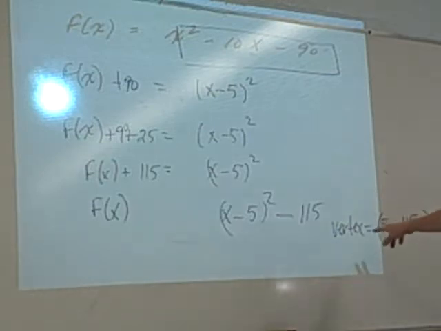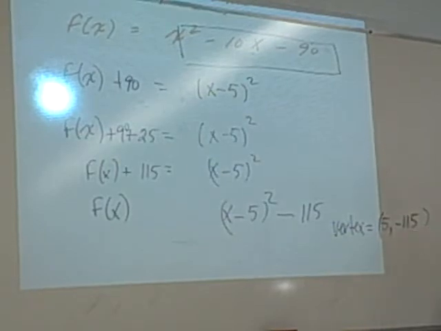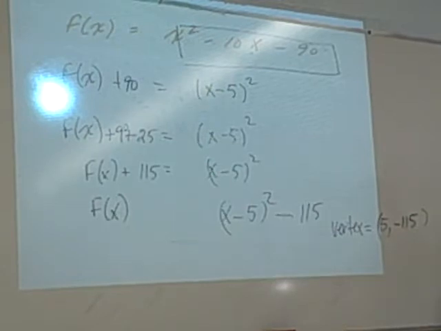Now what are we going to have to do with our window here? Change it. We're going to have to change it because the y-axis needs to represent what? A negative 115. Okay, so let's go to y equals and graph x squared minus 10x minus 90. And my window is going to be at negative 5, my x max is 10, scale of 1.